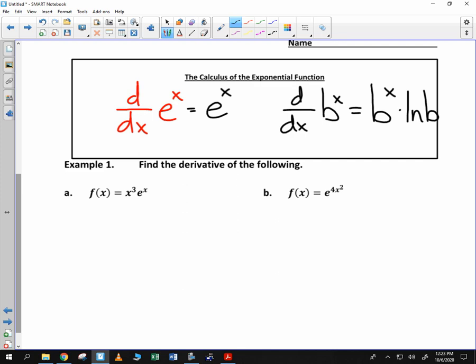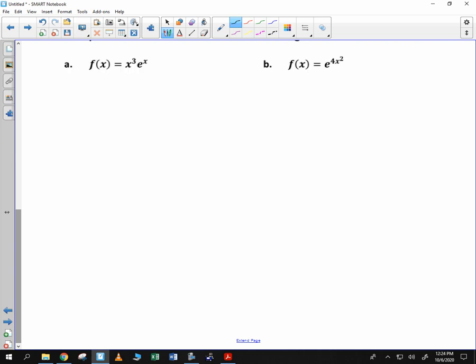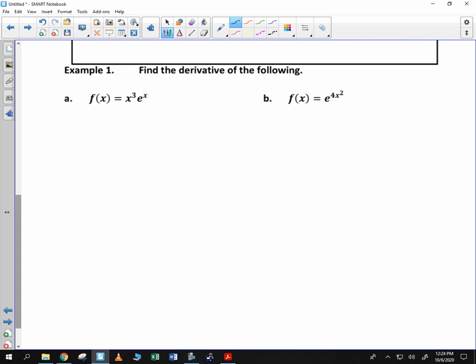But for the most part, when you're dealing with calculus situations and exponential functions, e to the x is one that comes up very often. So just consider e to be a number like you would pi or any other number. So let's find the derivative of the following. We have f of x equal to x cubed times e to the x. Notice in this situation that you are going to be required to use the product rule. F prime g plus g prime f.